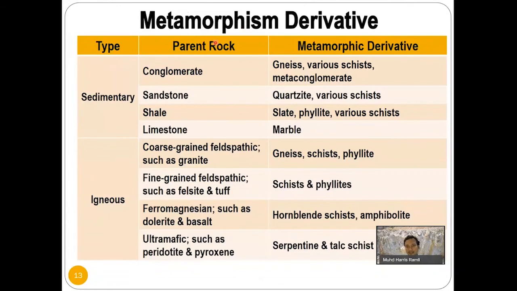Okay, this is metamorphic derivatives. You have types from sedimentary rocks and you have from igneous rock. This is the parent rock. So conglomerate, sandstone, shales, limestones: when metamorphosed, limestone is going to change to marble. Shale is going to change to slate, schist, and gneiss.